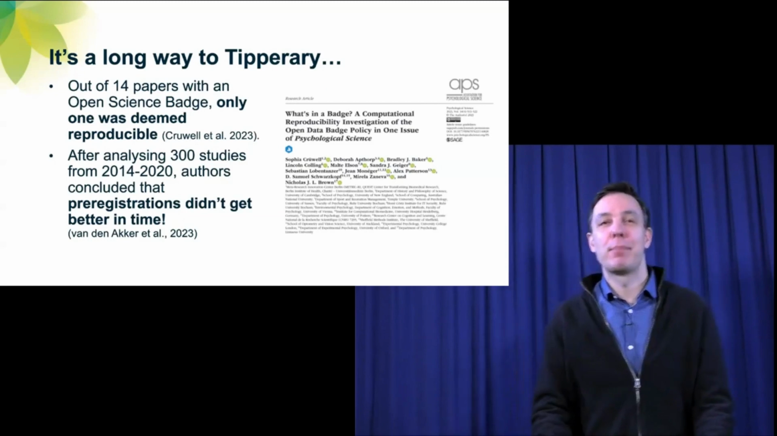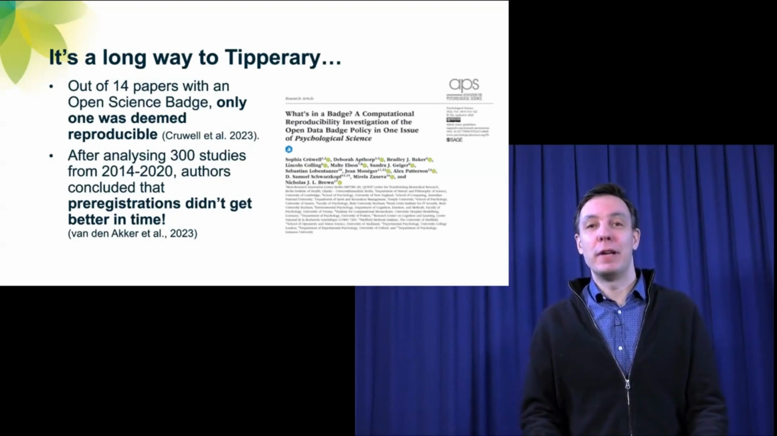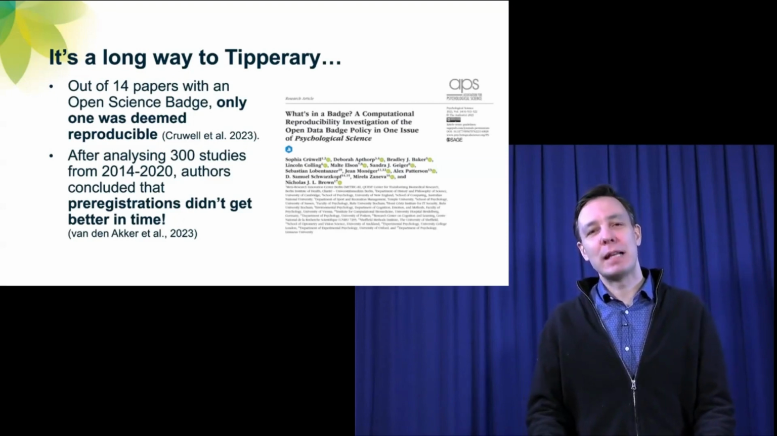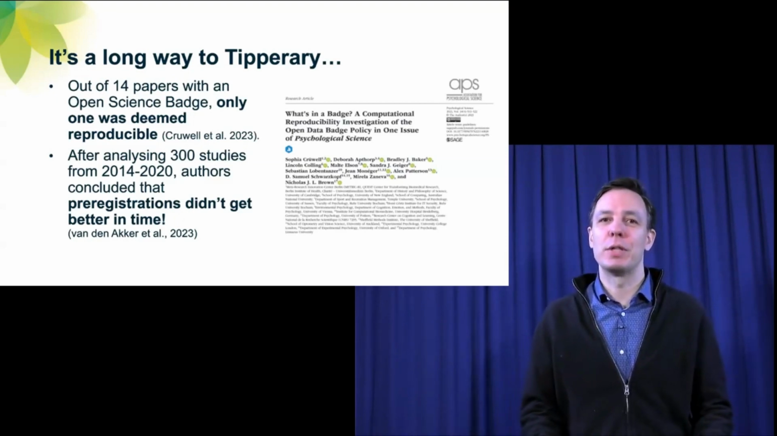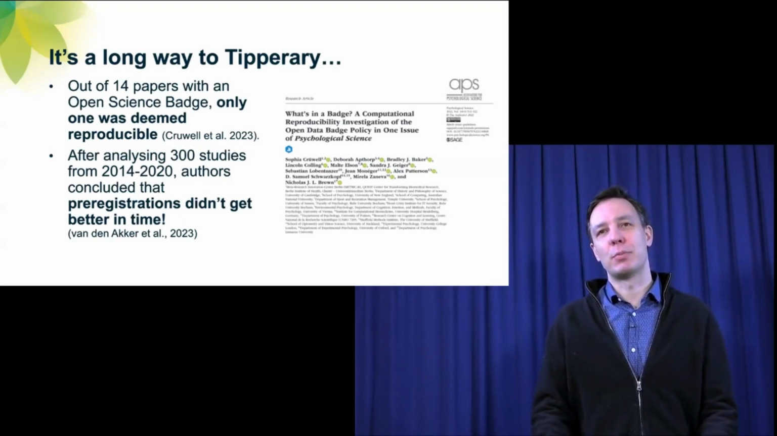So there are a few papers studying open science practices which have shown that the field is not progressing with light speed. For example, one paper tried to reproduce 14 papers, all of which have had an open science badge, and only one was deemed fully reproducible. So it's really quite a challenge and quite complicated issue, and that's why I think that we should really understand the basics first and then progress with that.